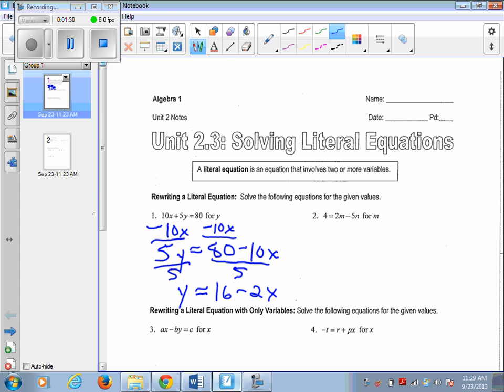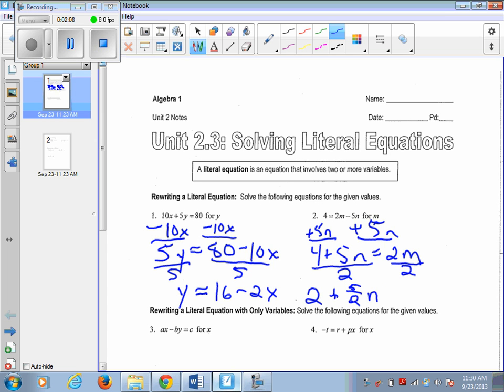And for our second one, we have 4 equals 2m minus 5n, but we want to rewrite it so that we're solving for m. So we need to add 5n to both sides, because we want to get m all by itself on one side of the equal sign. So we end up with 4 plus 5n equals 2m. To get m all by itself, we divide both sides by 2. And we get 4 divided by 2 is 2, plus 5/2 n equals m.